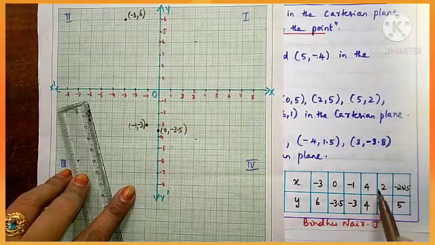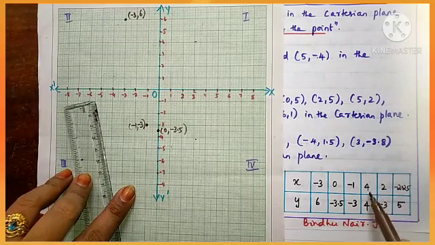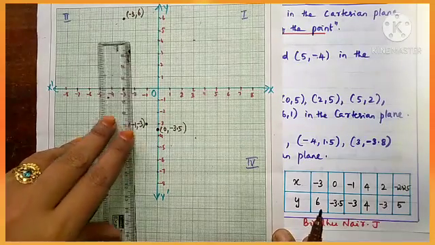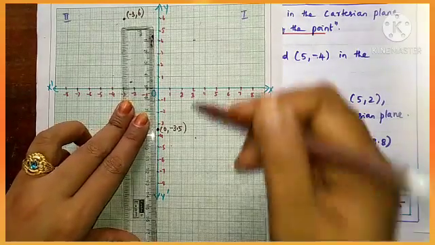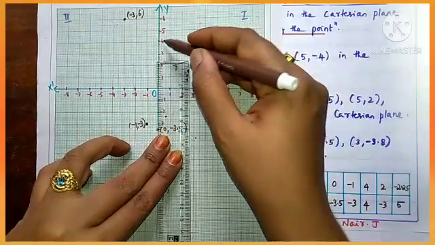Okay. Now the next pair, what is the next pair? x 4, y 4. Both are positive. Both are positive means it will come in the first quadrant. So see all of you, where is x 4? Yes, x 4 is here and y 4 is also here.